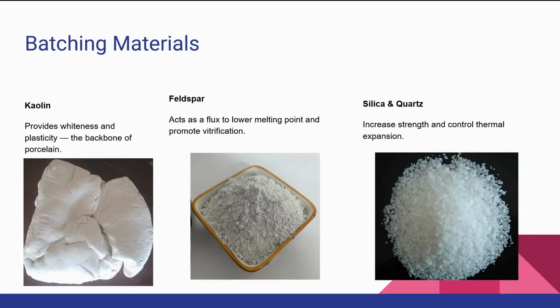The batching materials. Kaolin provides the whiteness and the plasticity. It is the backbone of porcelain. Feldspar acts as a flux to lower the melting point and promote vitrification. Silica and quartz increase the strength and control thermal expansion.